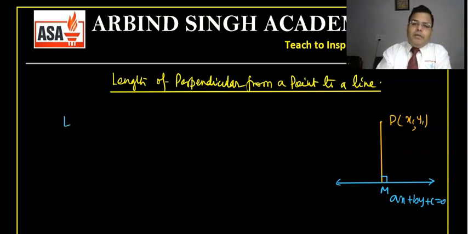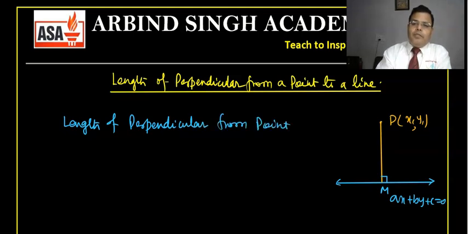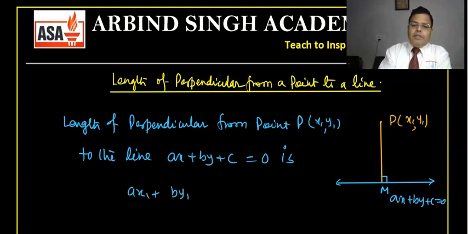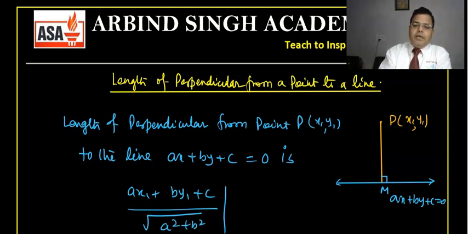So the length of perpendicular from point P (x1, y1) to the line ax plus by plus c is equal to 0 is given by ax1 plus by1 plus c divided by under root a square plus b square. This is the formula, right?